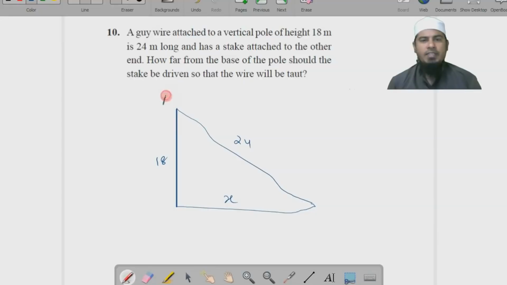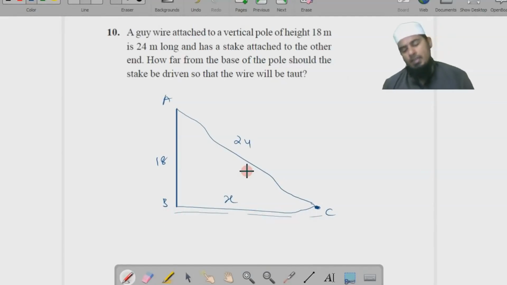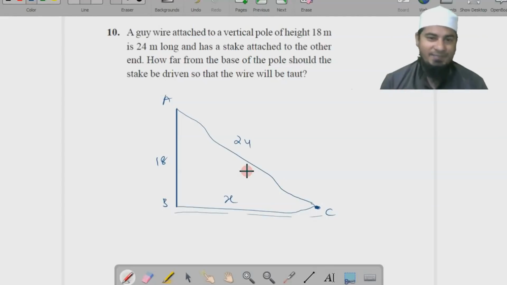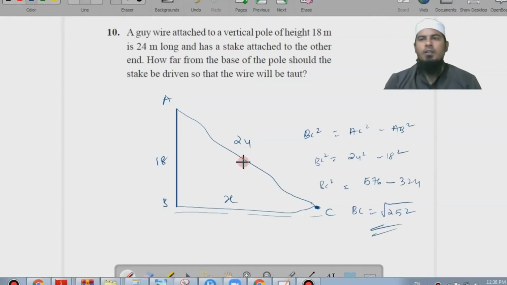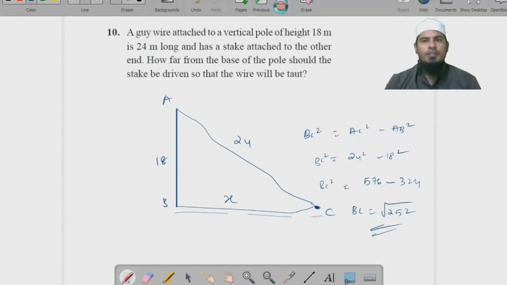Again, we need this distance where this particular wire should be taut or fixed, so that this wire is taut, means tight also, and we want to find the distance between the base of the pole and the wire where it is fixed on the ground. Yes, again apply the Pythagoras theorem to get the answer. Just applying Pythagoras theorem to get the answer. Let us go to the next question.